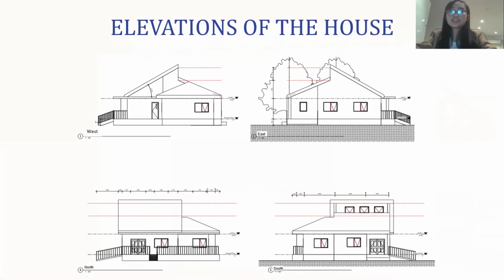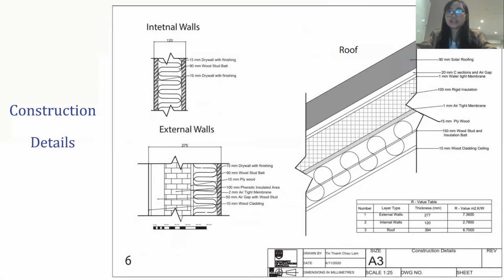These are the elevations of the house. And these are the construction design. The external walls have R values of 7.4. Internal wall is 2.8 and the roof has 6.7.